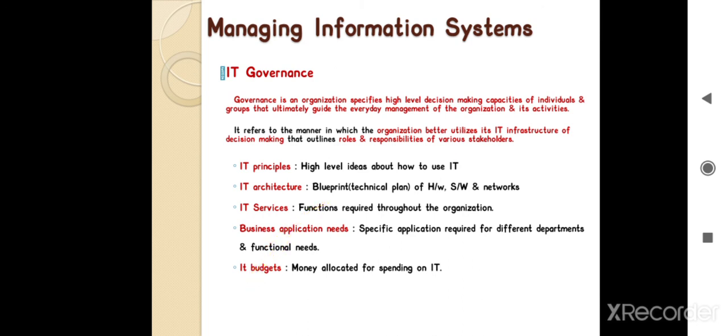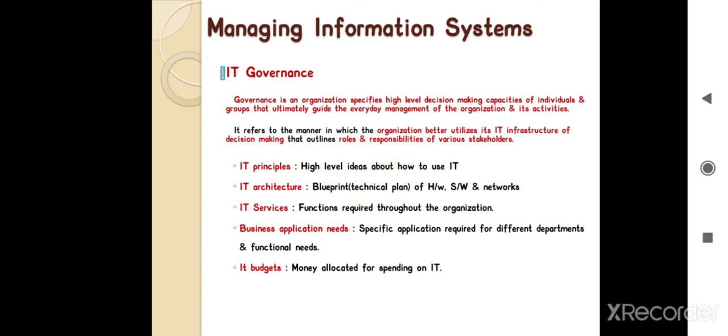So IT principles, what are they? They are the high level ideas about how to use IT. Suppose we are going to acquire that particular IT infrastructure, at that time there are some high level ideas which should be known to each and every person, defined within a document. That is nothing but your IT principles. Next, IT architecture means a blueprint or technical plan of how it is going to work, related to your hardware, software, or network. All these components collectively, how they are going to work, that technical plan is made. It is nothing but your IT architecture.